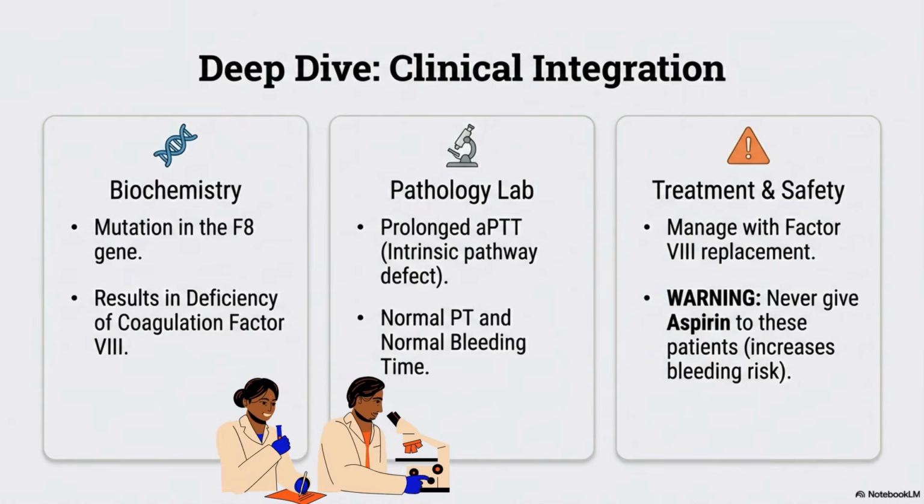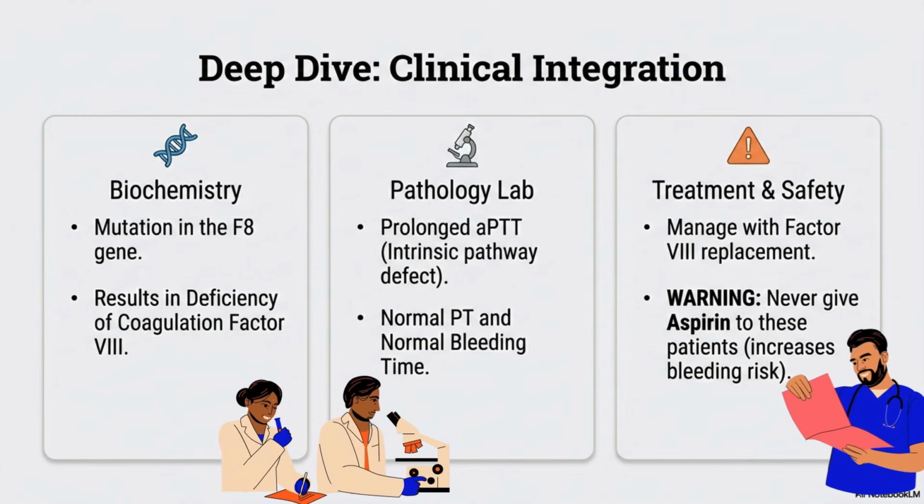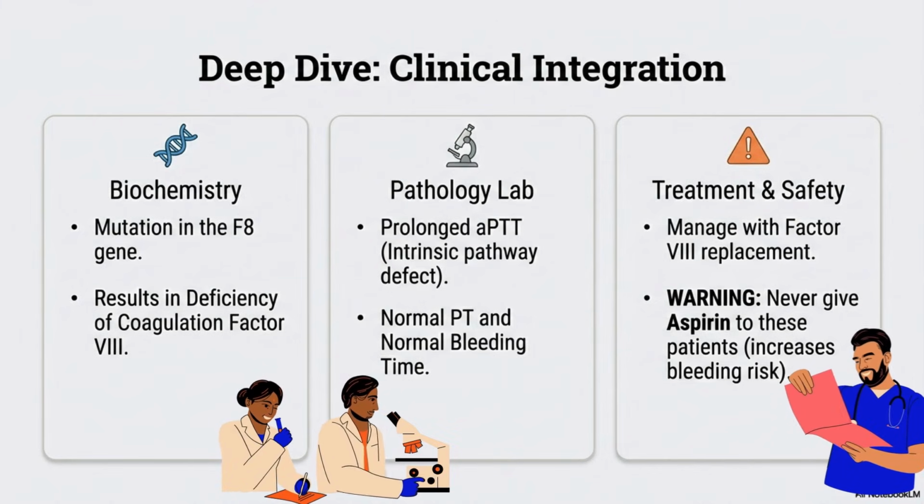Let's integrate this with biochemistry. Mutation in the F8 gene causes deficiency of coagulation factor 8. In pathology, you'll see a prolonged APTT, intrinsic pathway defect, but a normal PT and bleeding time. So, moving on to medicine, the treatment involves factor VIII replacement. Never give aspirin to these patients.